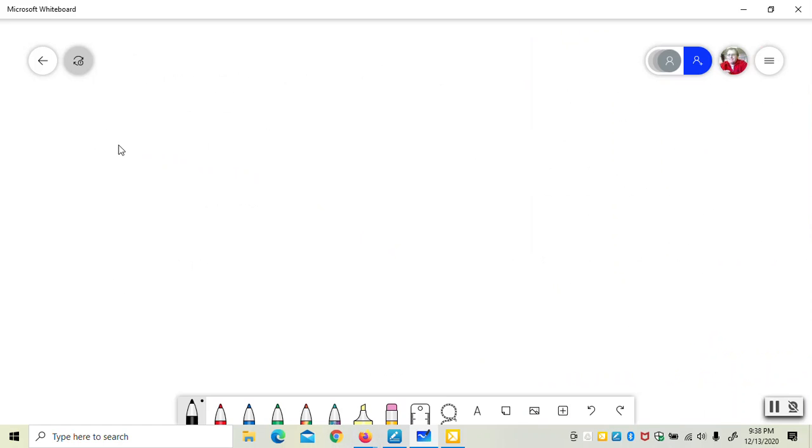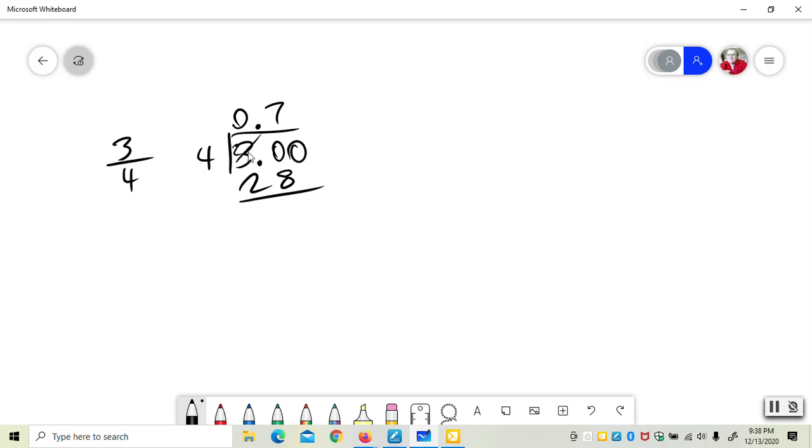An example where you have to go to 2 places is 3 over 4, 3/4. I do the same thing. The top number goes inside the bracket. The bottom number goes outside. I put a decimal and a filler 0, and I'm going to have to add 2 zeros. So 4 times 7 is 28. Borrow from the 3, leave it a 2, make that 10. 8 from 10 is 2. Drop the next 0. 4 times 5 is 20. So 3/4 equals 0.75. Easy peasy.